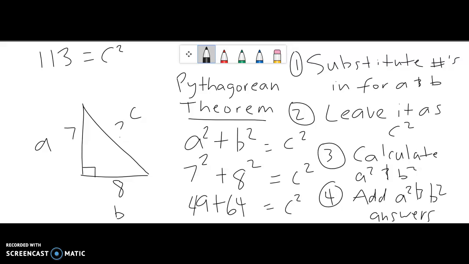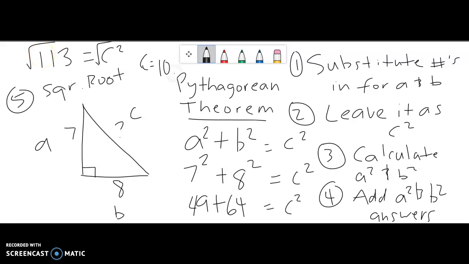And then I'm going to show it over here. Step 5 is to square root. So square root, and then we will have our answer. We said it was C equals, and I think it was 10.6. So square root of 113, I believe, was 10.6.